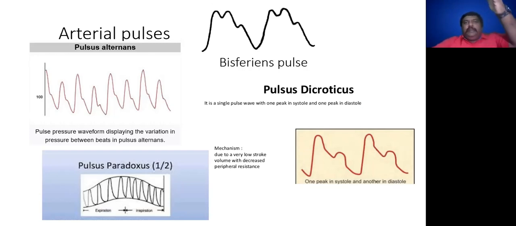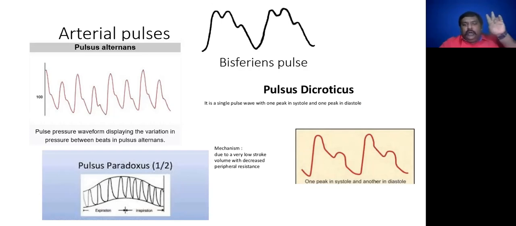It goes up to a peak, then at the half of the peak it goes up, then it comes down. In the half, it again goes for a breakage for the next peak. That means two systolic peaks will be there.